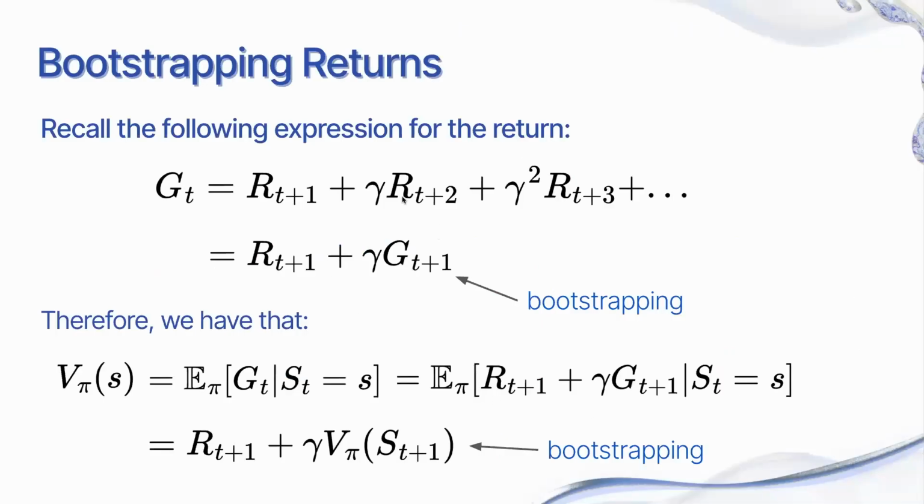Okay, recall, this is the expression for the return, right? If you guys remember, R_{t+1} plus gamma times R_{t+2} plus gamma squared R_{t+3}.